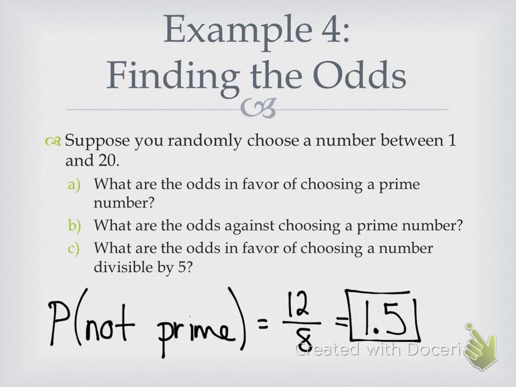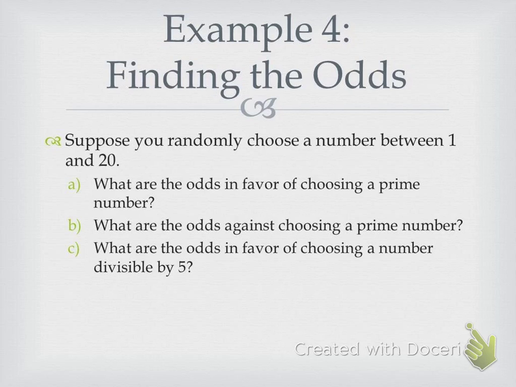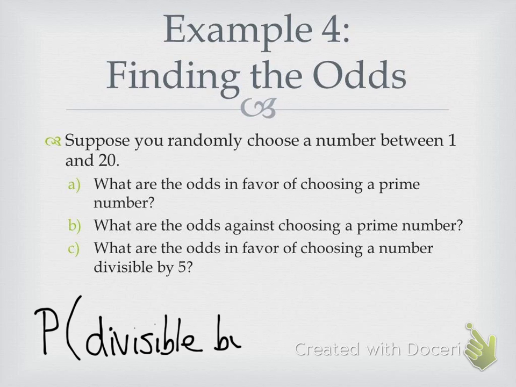All right, good job. All right, last but not least, letter C. What are the odds in favor of choosing a number divisible by 5? So I want you to try to solve this one. All right, so probability that it's divisible by 5. What does it mean to be divisible by 5? Like it goes into it evenly, right? Okay, so odds in favor. So how many numbers between 1 and 20 does 5 go into? 4 out of. Okay, so now if there's 4 numbers that are favorable, how many are unfavorable?